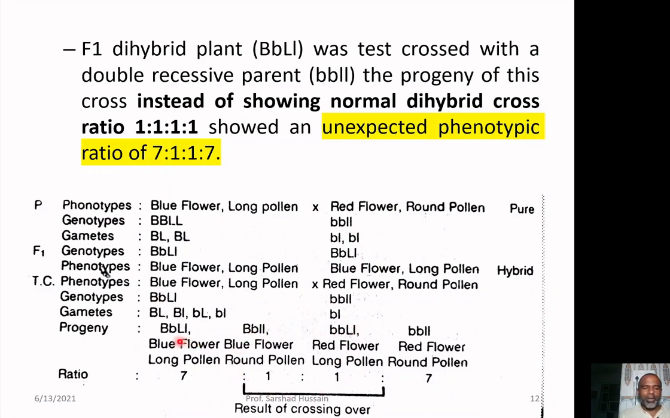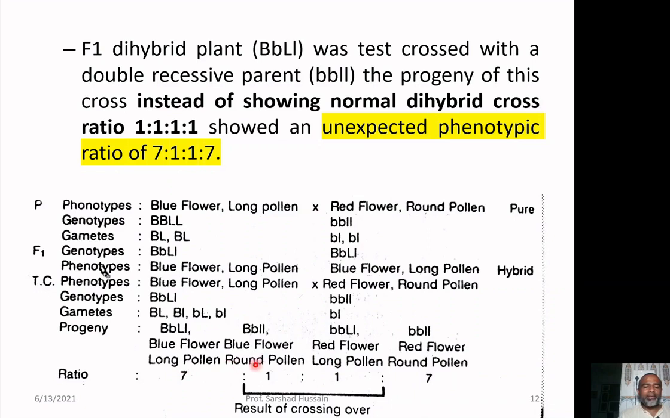Now, over here blue flower, long pollen, this was the parental combination, red flower, round pollen was the parental combination, but two new combinations are there, that is blue flower with round pollen and red flower with the long pollen. Now, look at the ratio over there. Ratio is 7 parental dominant, 7 parental recessive, 1 recombinant of one type and 1 recombinant of the other type. So, what do you mean by this?